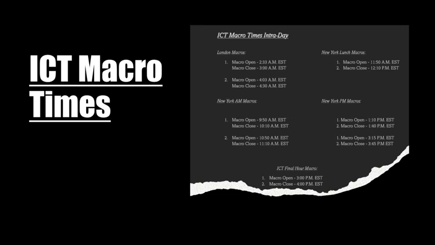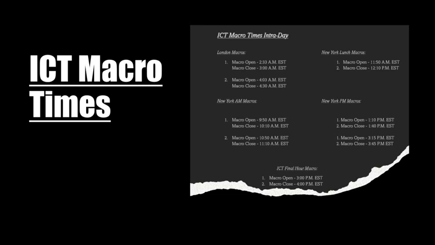The second cheat code is that during ICT's final hour macro, so between 3 p.m. and 4 p.m., the market is going to do one of two things. It's either going to retrace back into the range, tapping into whatever PD array in the range that it wants to. Or it's going to take out that last bit of buy side or sell side liquidity that it needs to. Okay? So it's going to do one of those two things.